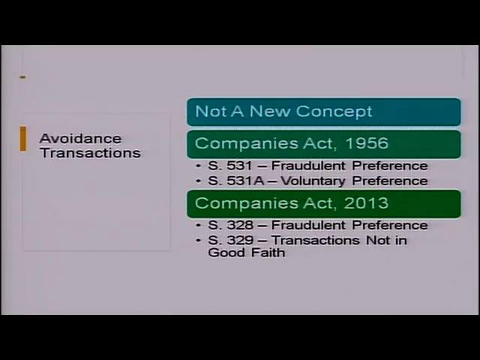Similarly, we had Section 531A, which talked about voluntary preference, and both these transactions could be set aside by the High Court or later on, of course, under Companies Act 2013 by the NCLT. Similarly, if we look at the last part of the slide, Companies Act 2013 also has two sections, Section 328 and Section 329, and they talk about fraudulent preference and transactions not in good faith. So therefore, under IBC, friends, these are not new transactions, but transactions which have a genesis coming from the Companies Act, particularly when the companies are in winding up.